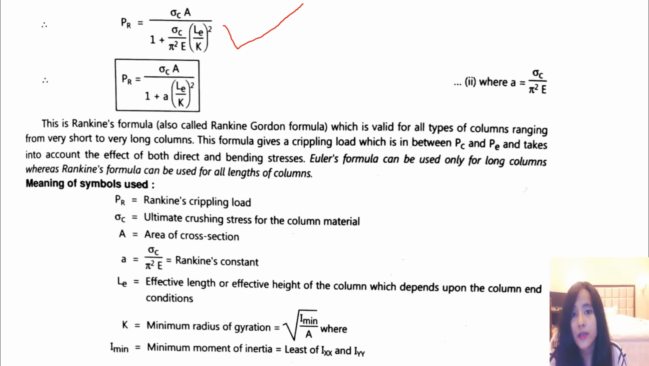Now from here, as in the last numerical, this small a is equal to sigma C by pi square E. Now this one here is the final Rankine's formula, which we will be using to do the numericals. So PR here is Rankine's load, sigma C is ultimate crushing stress, A is the area, and small a here is Rankine's constant, Le is effective length, K is minimum radius of gyration, and I minimum is minimum moment of inertia.